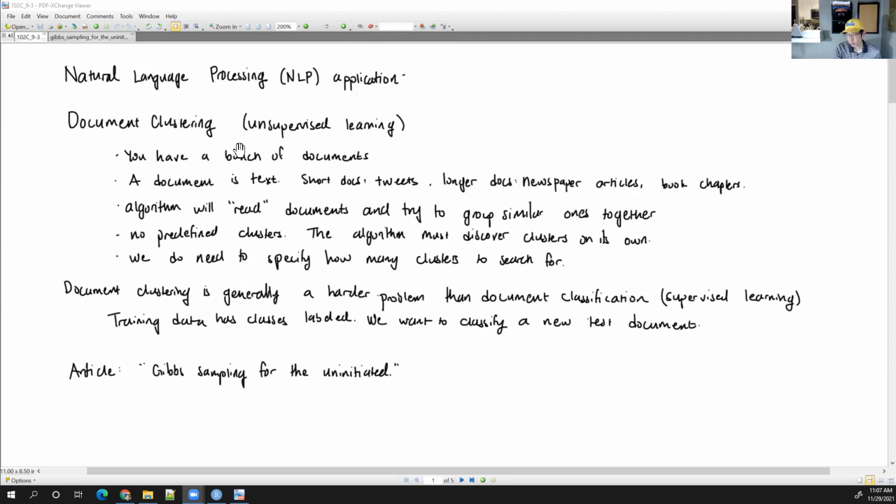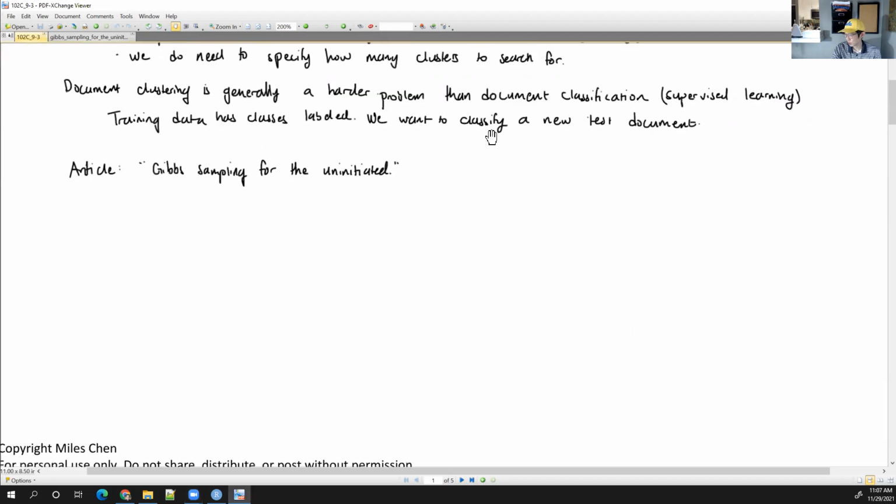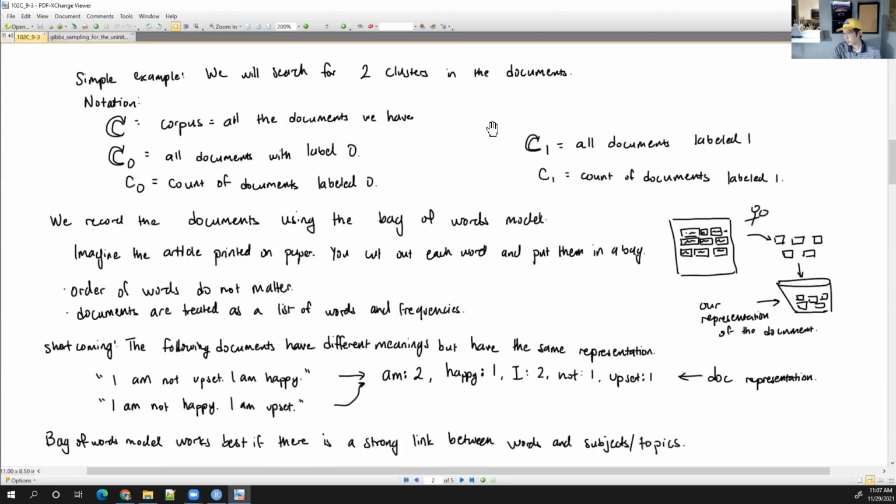Okay, so document clustering is generally a harder problem than document classification. Again, document classification is a supervised learning thing where the documents are already labeled to say this article belongs to this class of document, and that article belongs to that class. But here we're just going to see if it can make different piles out of these different documents. So we're going to start off with a simple example, and say, let's try to sort the documents into 2 piles, okay?